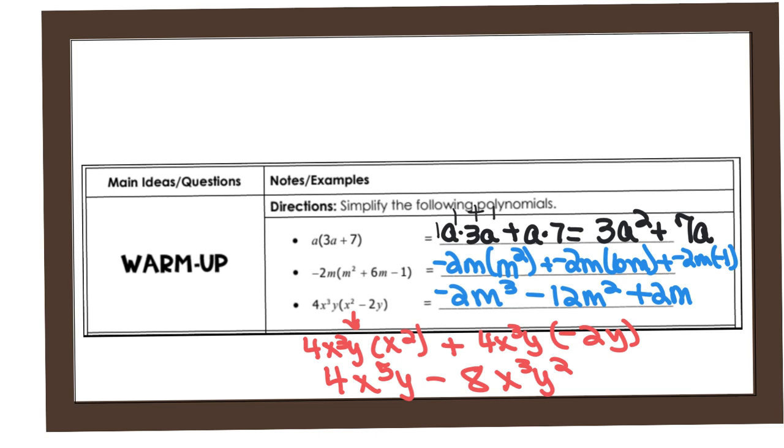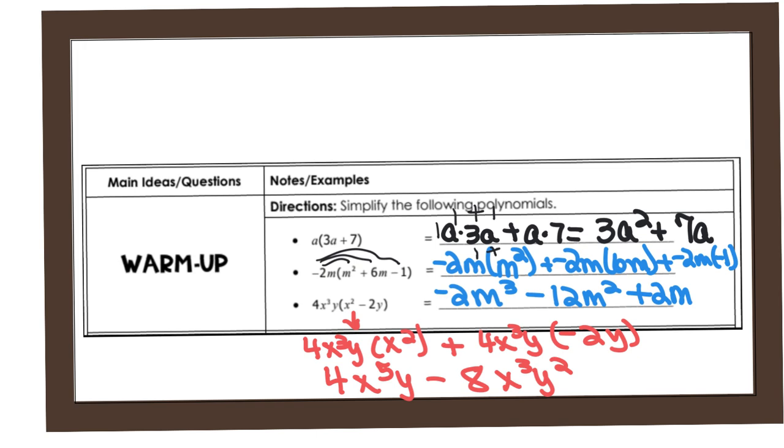All right, on the second example, we are multiplying negative 2m times this trinomial inside the parentheses. I must distribute and multiply each term by negative 2m. Therefore, I wrote it out: negative 2m times m squared plus negative 2m times 6m plus negative 2m times negative 1. Multiplying variables, we are going to add these degrees. So I have negative 2 times 1 is negative 2. M to the first times m squared gives me m to the third power.